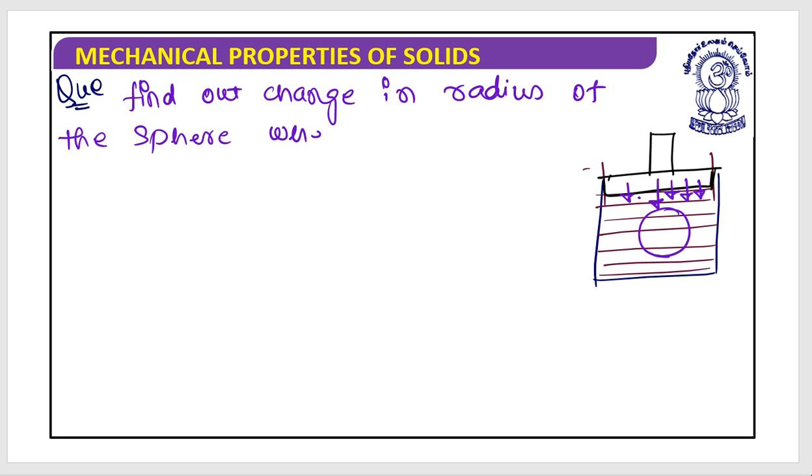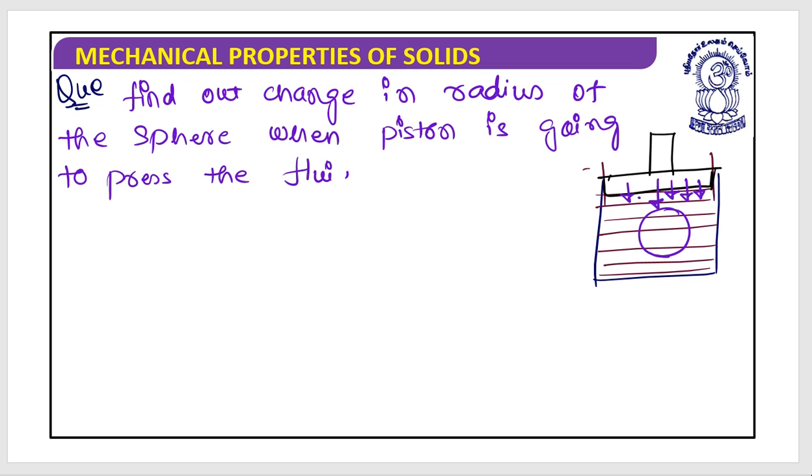when the piston is going to press the fluid. So what will happen? What do you think? When I push, this piston is going to push the fluid, and this fluid is going to apply a pressure on the sphere, so the sphere is having a force from every direction. What I need to find out is the change in the radius of the sphere.